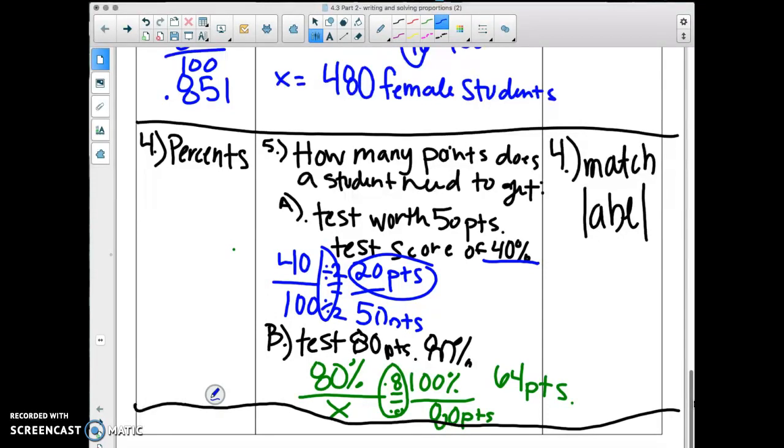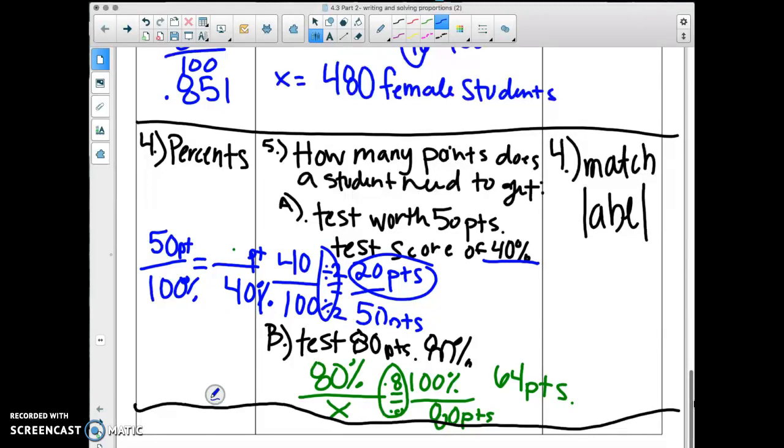If a test is worth 50 points total, that means that 50 points is worth 100%. If I label percent over here, then what would go down here? John? Percent, right? So 40%. And then you can solve for how many points.